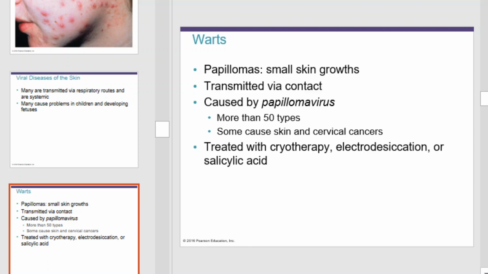Papillomas are small skin growths transmitted via contact. There are more than 50 types of papillomavirus. Some cause skin warts and others cause cervical cancers. They can be treated with cryotherapy, electrodesiccation, or salicylic acid.